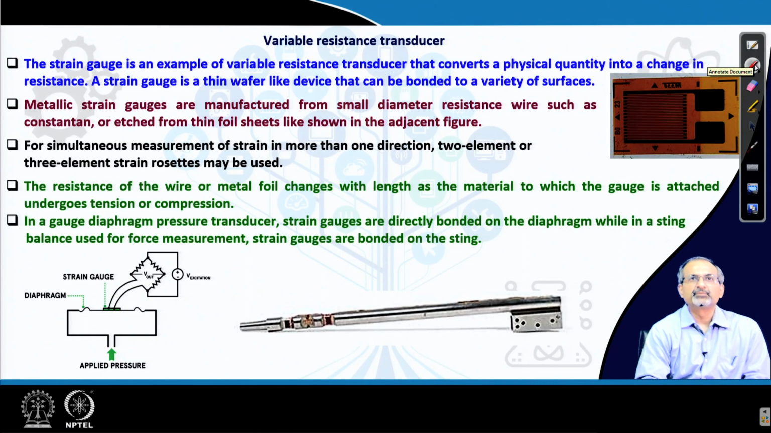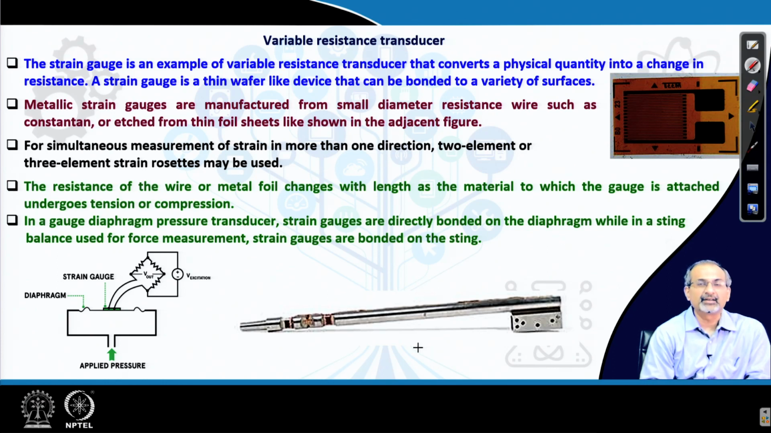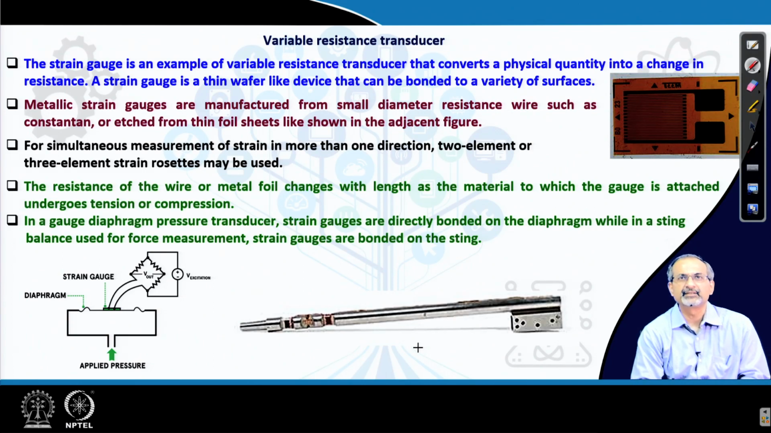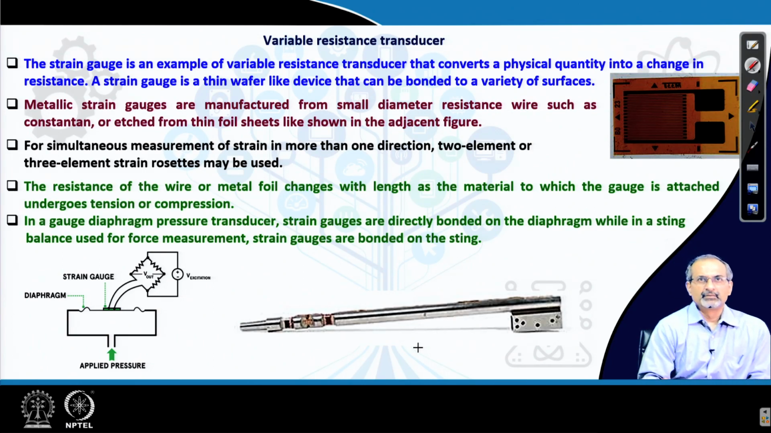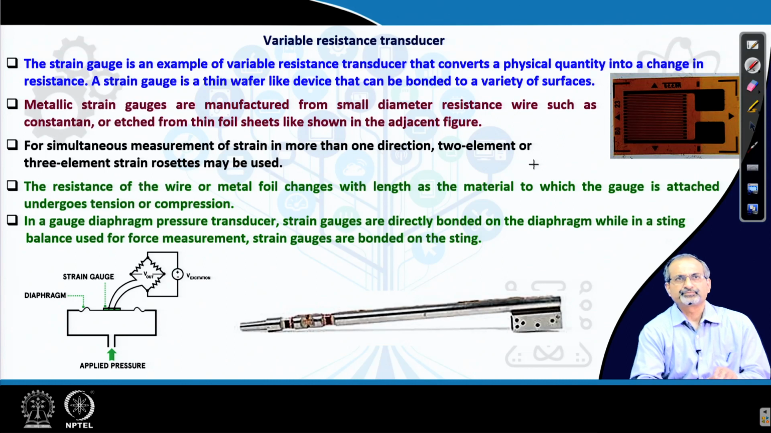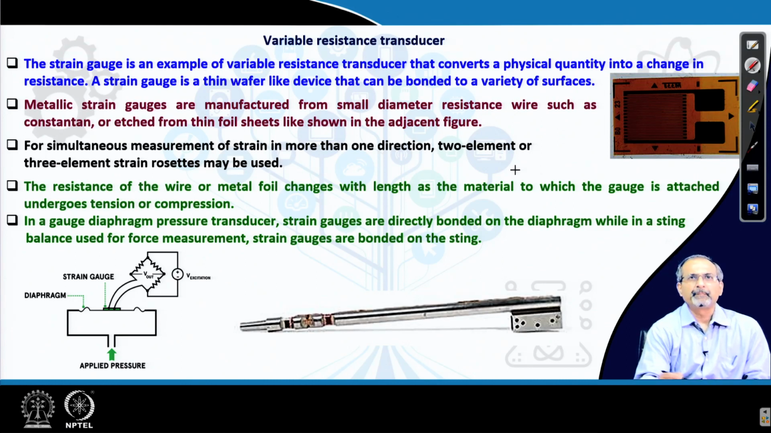Let us look at what a variable resistance transducer is all about. It of course has a strain gauge as its heart, and it is going to have variable resistance in terms of its length. As there is a change in length, there is a change in resistance. That is the basic principle. So, the change in resistance will ultimately end up producing some kind of an electrical signal.